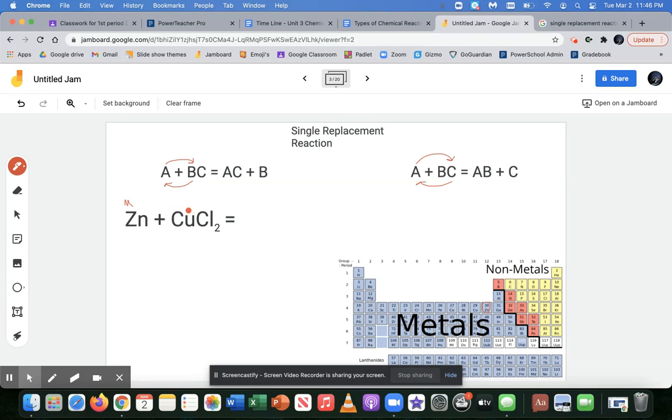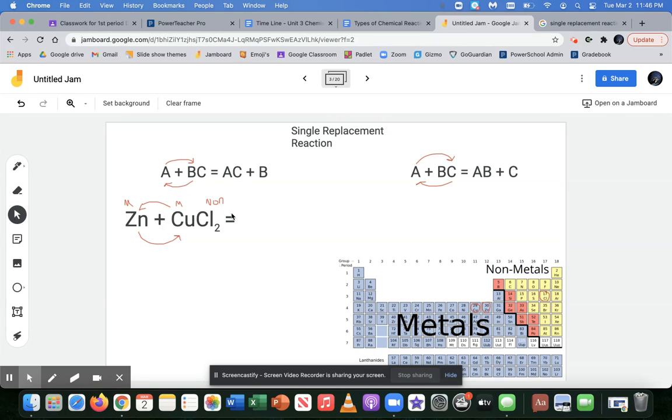When I look at copper, Cu, I'm going to look to see where copper is. Copper's right next to it. Copper is also a metal, so I'll put an M there. The last one is chlorine, Cl, which is right here. Chlorine, it says, is a non-metal. So I'll just write non, like that. So I know from my rule, I can only swap metals and metals. So what I'm going to swap is my zinc and my copper. Just like that. I'm just replacing one with the other.